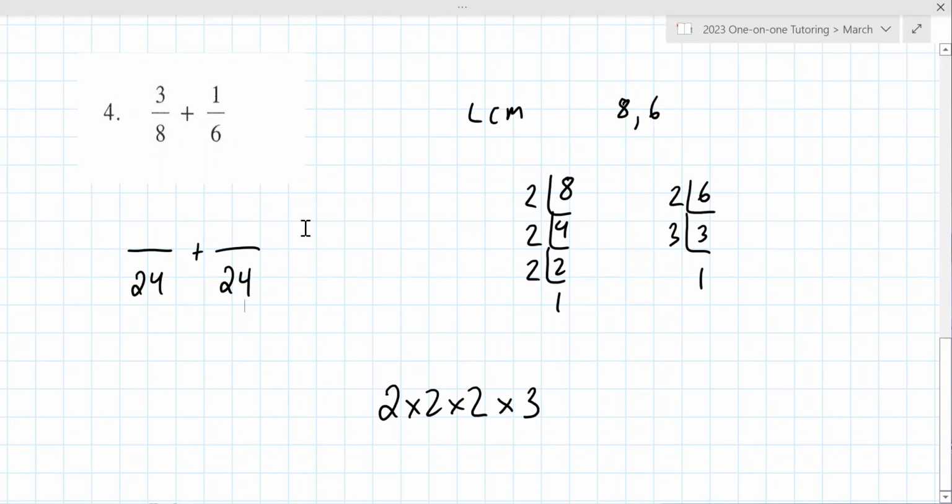So that tells you the bottom number. Then you'd multiply top by 3. And then what about the other one? You'd multiply that one by 8. 6 times 4 gets you to 24. So you'd times 4 first.